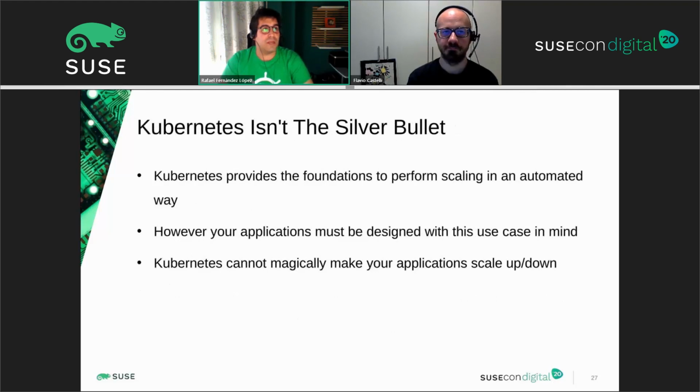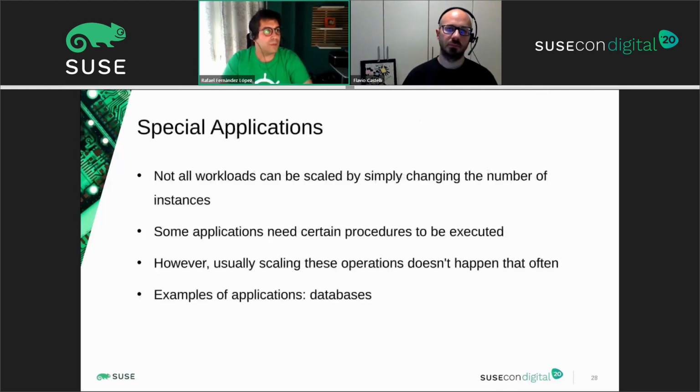And of course, Kubernetes is not a silver bullet in the sense that it can help us with many things, but it provides the foundations in order for all these things to work in an automated way. But of course, it cannot help us with absolutely everything. It won't magically make our application scale up or down, in the sense that if our application is not designed for the use case, we will have problems in any case. There are also some specific use cases that we are going to look into in a moment.